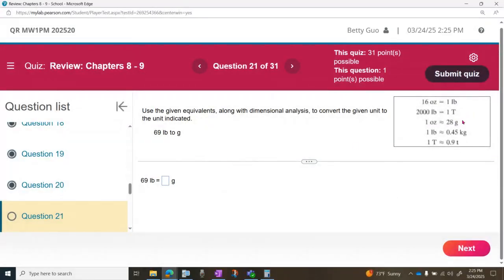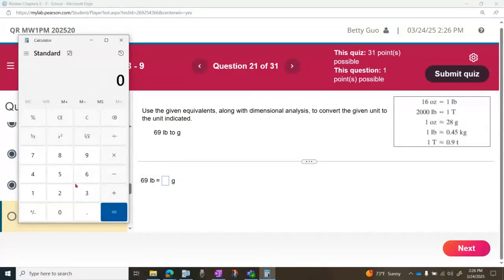Pound to grams. We don't have to worry about that. We have pound and kilogram, so let's build a bridge. The bridge is going to be kilogram. Let's go from pound to kilogram first. 69 pounds to kilogram. Kilogram is a bigger unit, so we need a smaller number. Times 0.45. Then kilo means 1,000, so kilogram means times 1,000 grams.